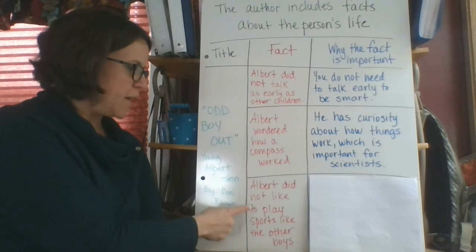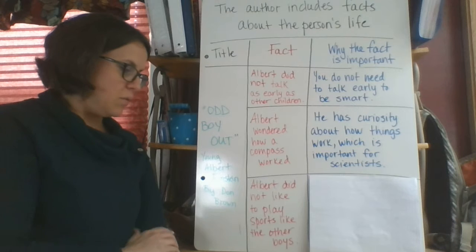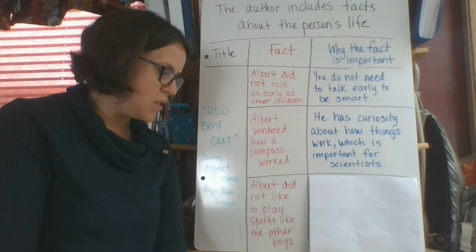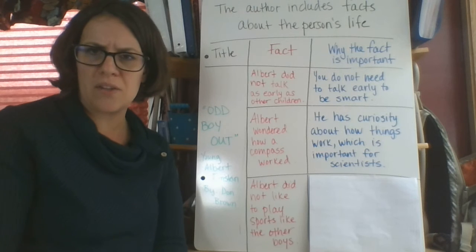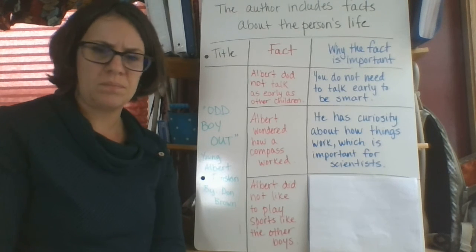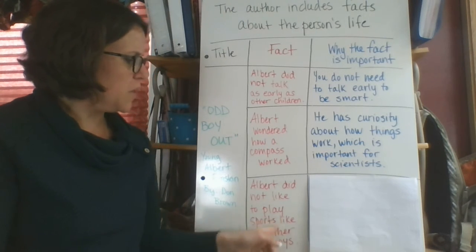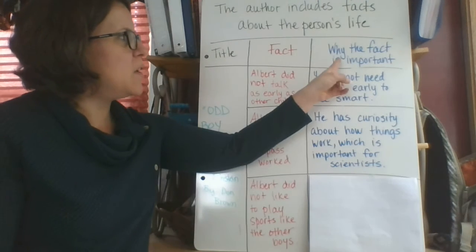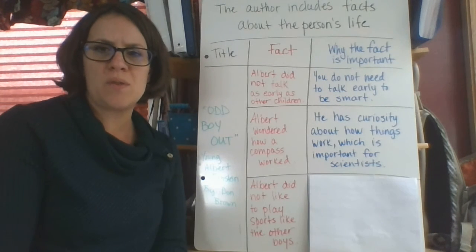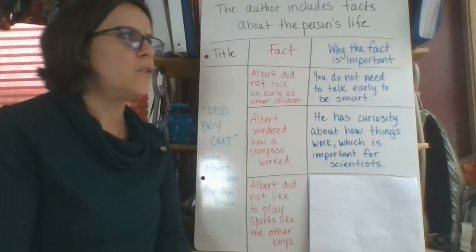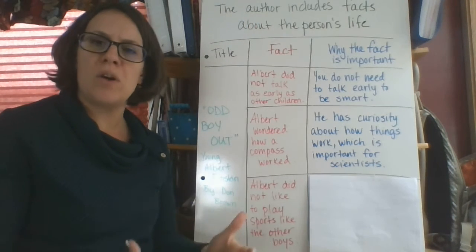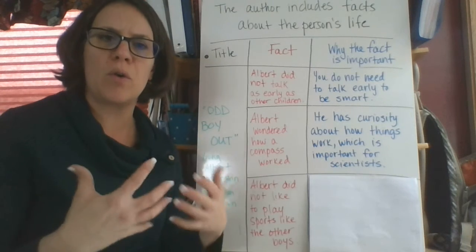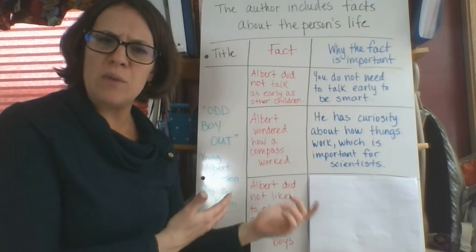So here's our fact. Albert did not like to play sports like other boys. But that's okay, not everybody likes sports, right? So we'll think about that fact, and then we'll think about why that fact was important. What did the author want you to know? Why did he include that fact? So this is called inferring. We're trying to figure out why he would do that.